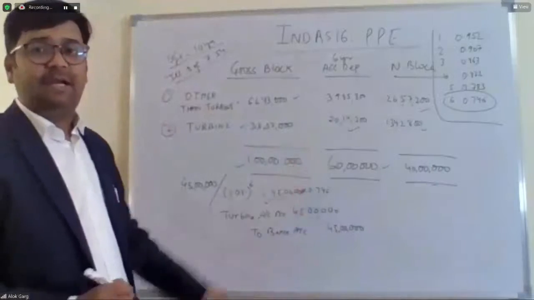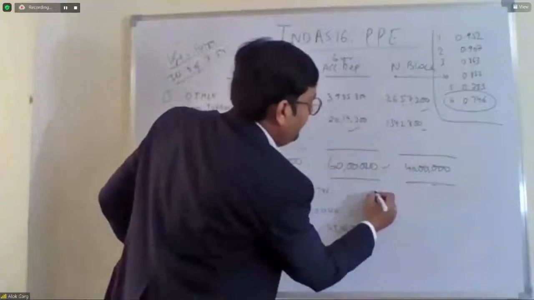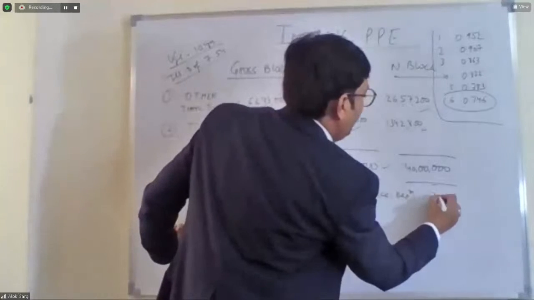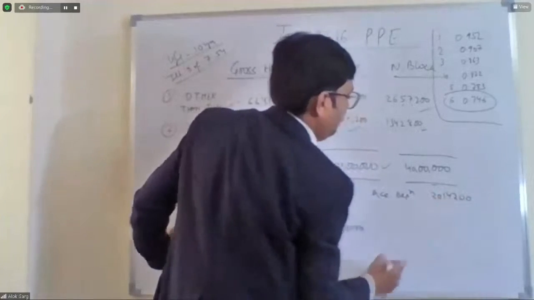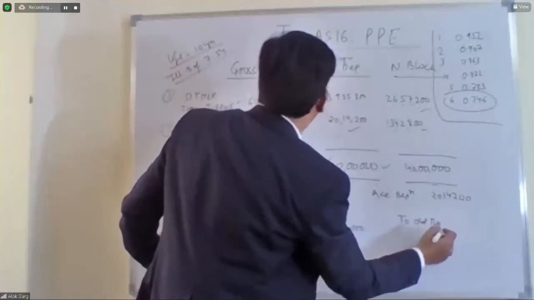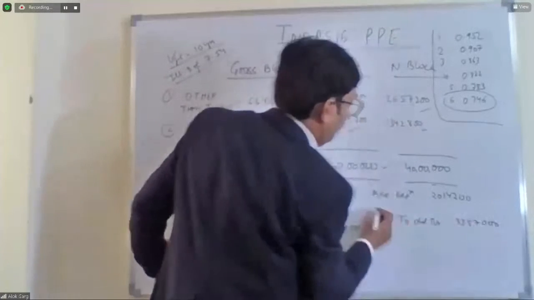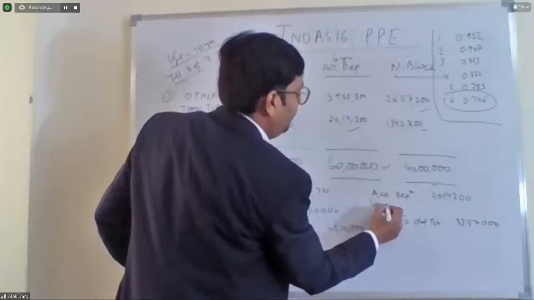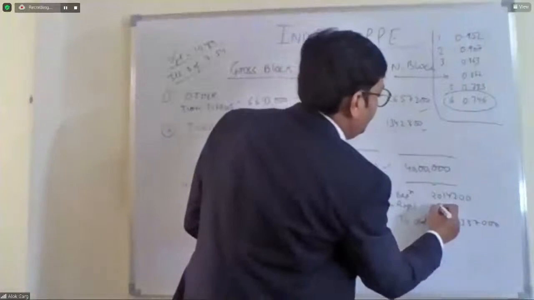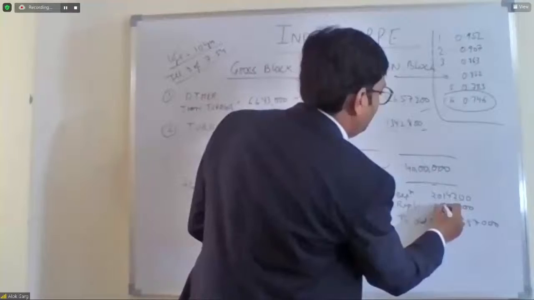And what about the existing turbine? Under the existing turbine, you have to debit accumulated depreciation, which is 20 lakh 14,200, and credit the old turbine 33 lakh 57,000. The loss on replacement, which is the net block of 13 lakh 42,800, will go to P&L.